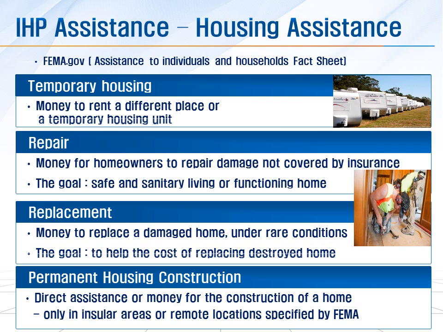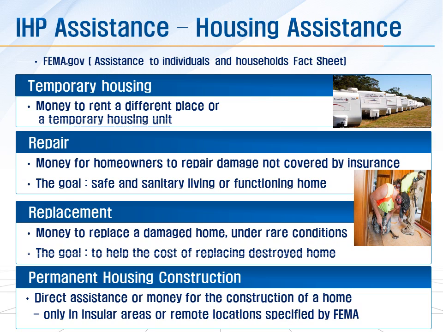It is money for homeowners to repair damage from the disaster that is not covered by insurance. The goal is to repair the home to a safe and sanitary living or functioning condition. The third is replacement. This money is available to homeowners to replace their home destroyed in the disaster that is not covered by insurance. The goal is to help the homeowner with the cost of replacing their destroyed home.